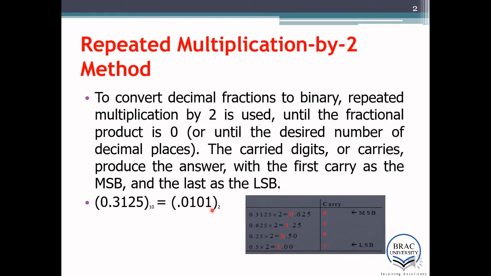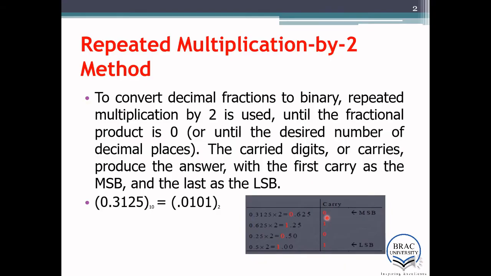The base of binary is 2. If it says to convert to octal, multiply by 8. If hexa, multiply by 16, something like that. So if you multiply 0.3125 by 2, it becomes 0.625. Remember this 0, so it is written in red color. It will be needed, or you can write it within the carry as 0.